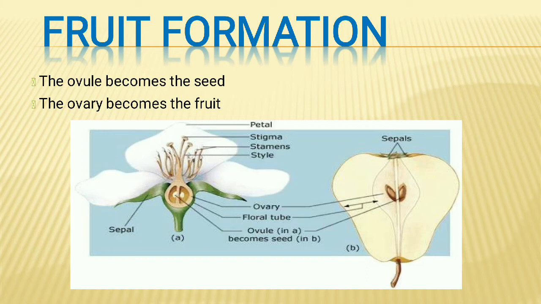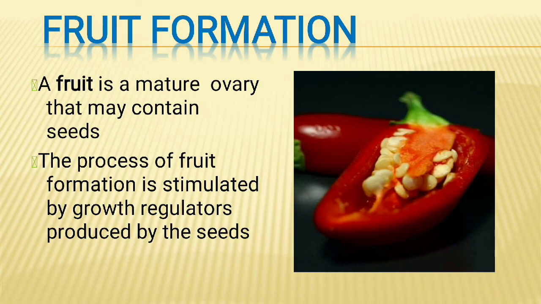here. I'll tell you in the next slide what the different kinds of fruits are, but just imagine, from the ovary what happens, the ovary becomes the fruit. In 90% of angiosperms, the ovary will form the fruit. So what is a fruit? A fruit is a mature ovary that may contain seeds. Why have I written there that it may contain seeds?